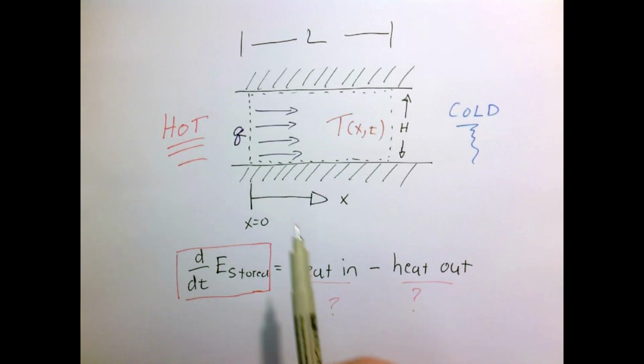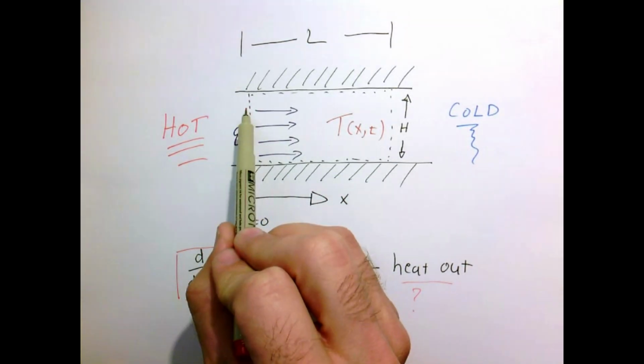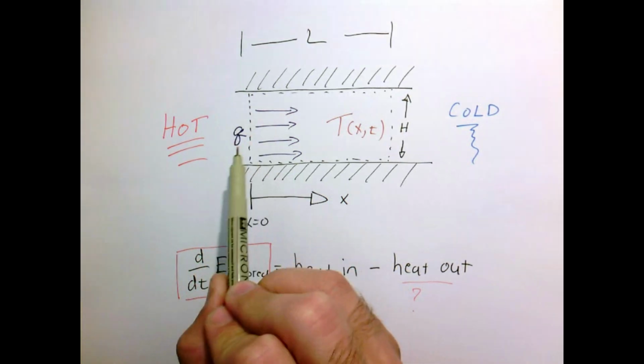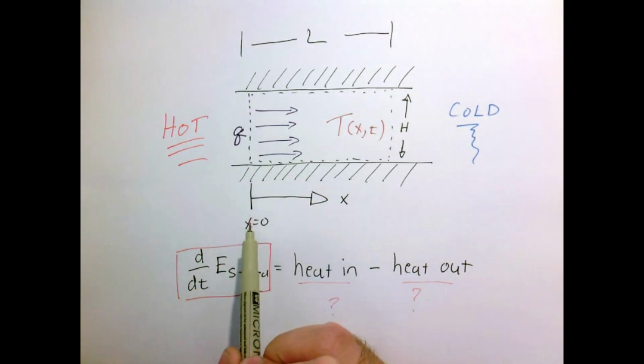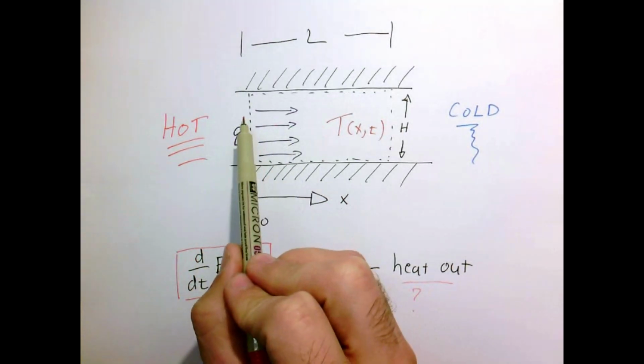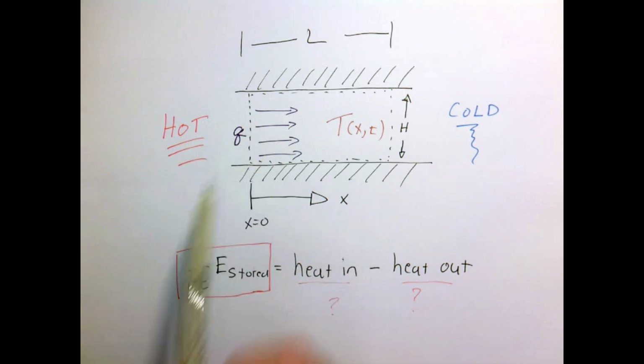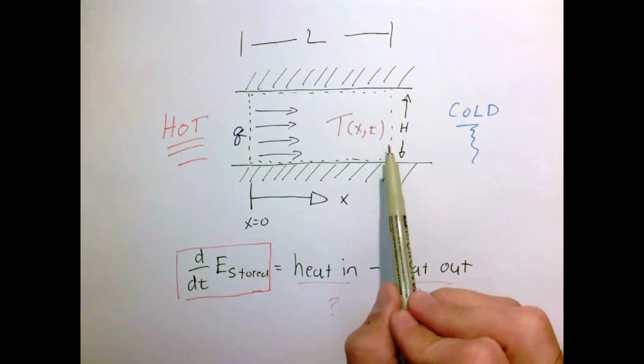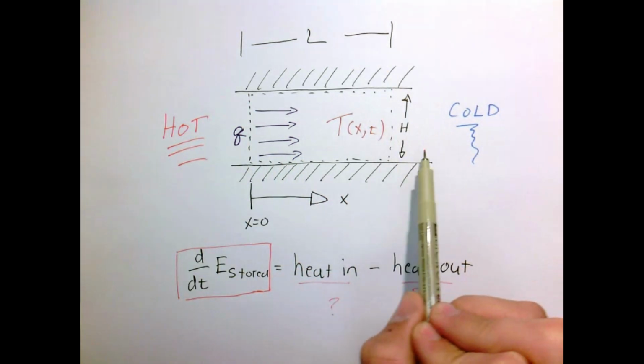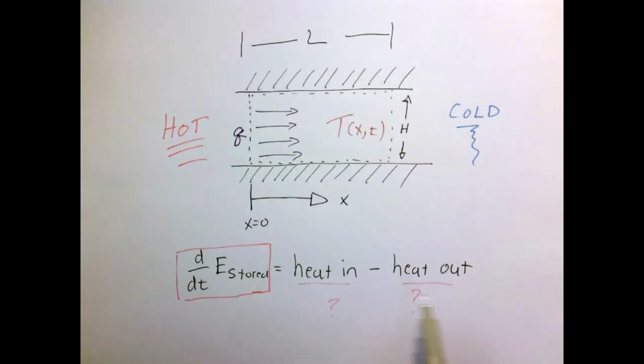So if we go to our control volume here, the heat in is simply the heat flow that's coming in along this boundary here on the left at x equals 0, because remember we've defined heat flow to point from left to right. So that's positive heat flow, so that's heat coming into the box. Over here at x equals L, we have the heat flow coming out of the box. So the heat in and the heat out is nothing more than this heat flow variable that we've defined, q, on the left and the right.